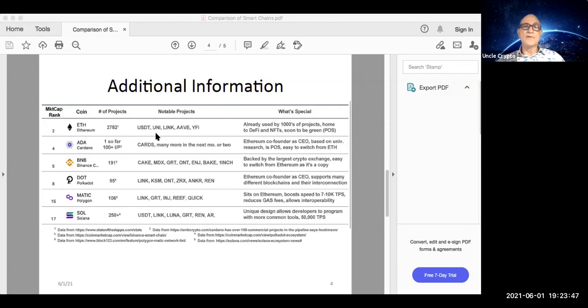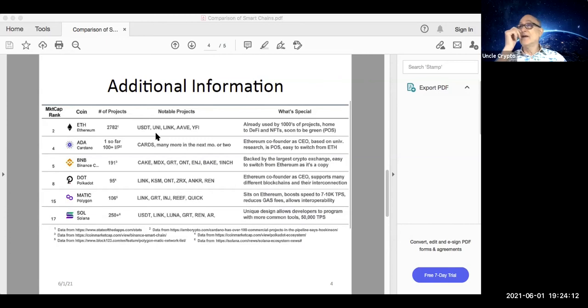Uni is Uniswap. And although Binance is the world's largest exchange, it's centralized. Uniswap is the world's largest decentralized exchange. And Uniswap, if I remember right, is down there somewhere around 15 or 17. And so Uniswap is huge, huge.